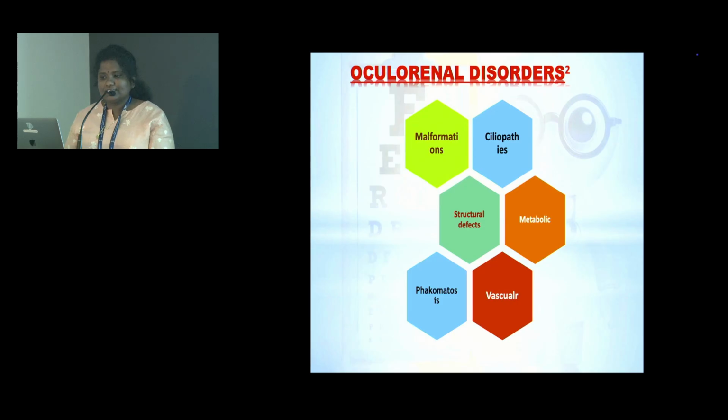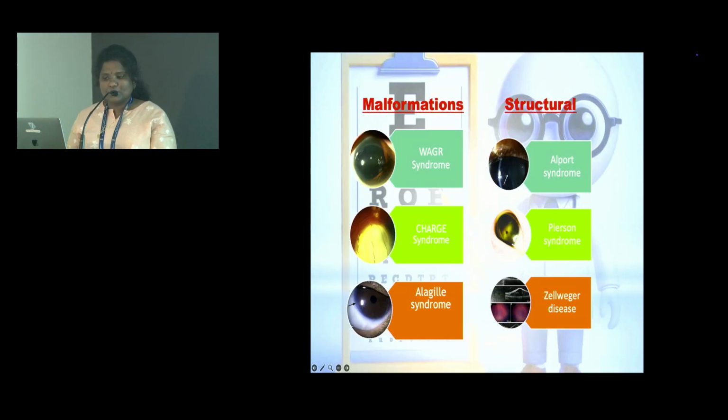Here we can see WAGR syndrome, where there is Wilms tumor and aniridia in the eye. There is involvement of the eye. This is aniridia, then genitourinary abnormalities. In CHARGE syndrome, there is coloboma, this is retinal coloboma, and there can be renal abnormalities and heart defects. In Alagille syndrome, there is posterior embryotoxon.